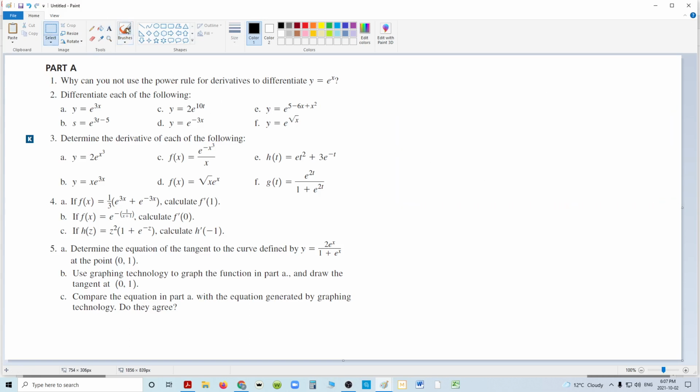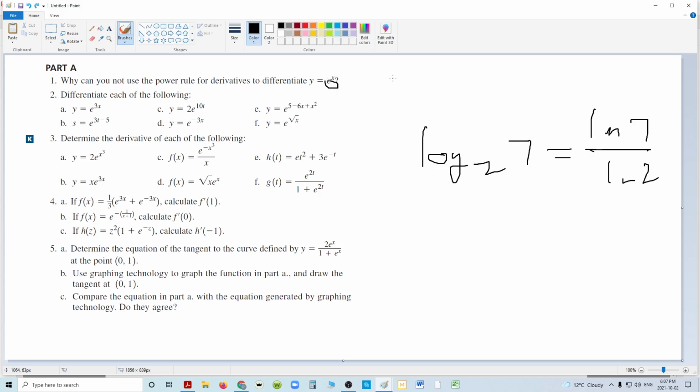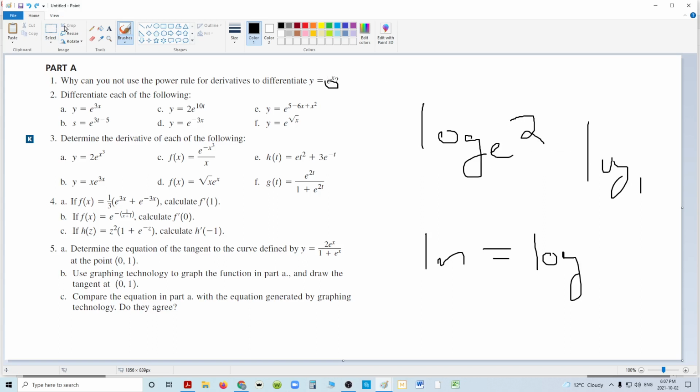Why can you not use the power rule for derivatives to differentiate this? Because the exponent is just a number e, and the base is the actual x. So you can't really follow that technique. It makes no sense.